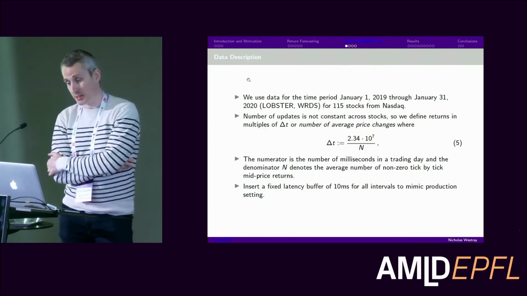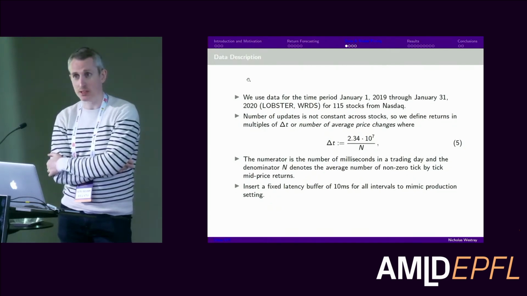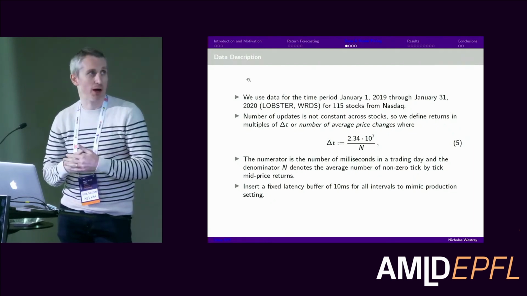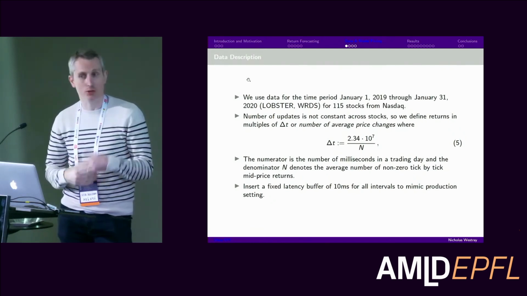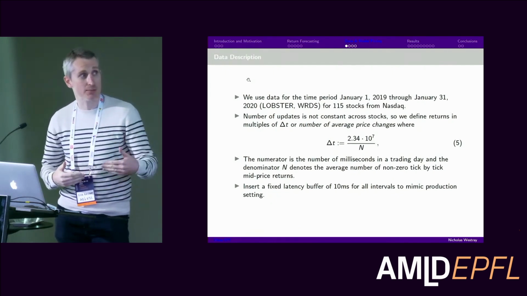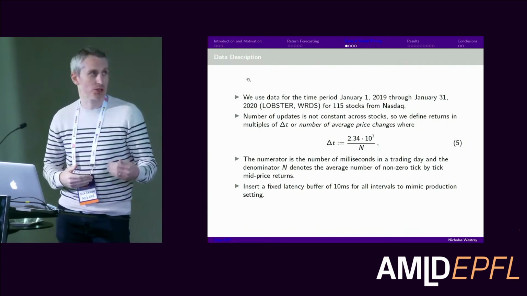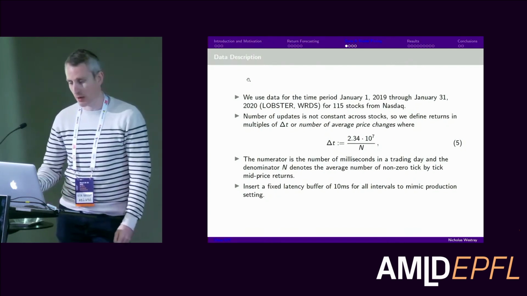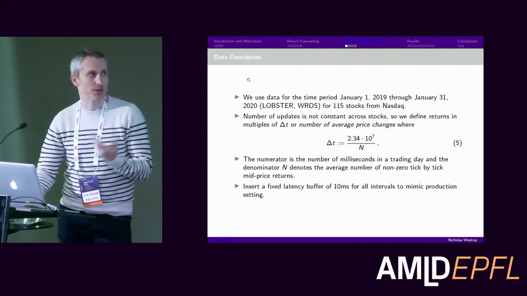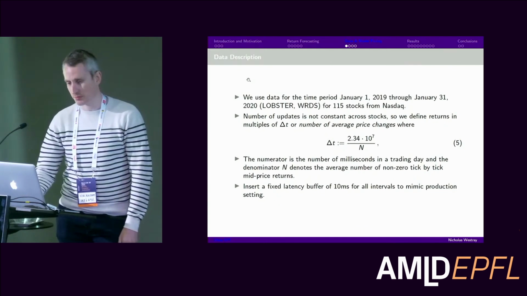And to make this realistic, because we're looking at very high frequency data, we insert a fixed latency buffer of 10 milliseconds. So when we talk about one average price change forward or two average price changes forward, we're really talking about t now plus 10 milliseconds to one average price change, or two average price changes. And this is the kind of thing that people would do in production, because if you don't do this, then you typically see inflated results.